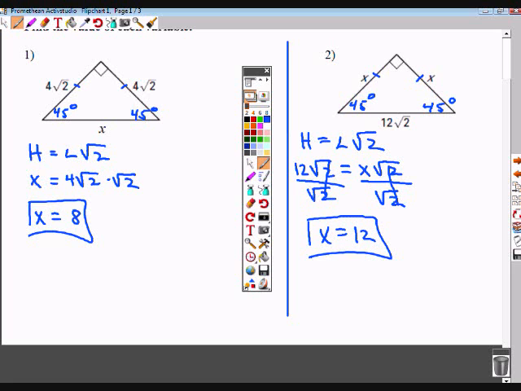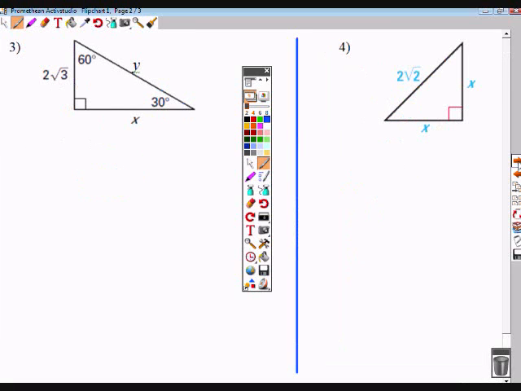All right, so far so good. Let's move on. All right, now number 3. As you can see, it's 30, 60, 90. That's quite easy to determine because of the 30, the 60, and the 90. We're given a couple things. First of all, across from the 30-degree angle is 2 radical 3.